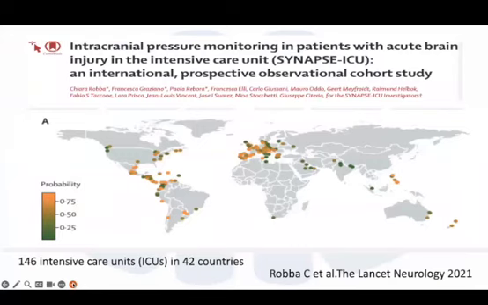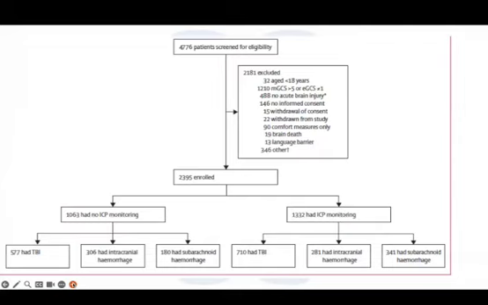This is a multi-center observational study, the SYNAPSE study that we did with a group from Monza and with the group of the European Society of Intensive Care Medicine, and in particular thanks to Giuseppe Citerio. This study included 146 intensive care units in 42 countries. Basically, it was an observational study where more than 2,300 patients were enrolled with and without ICP monitoring, and different acute brain injured patients were included for this analysis.